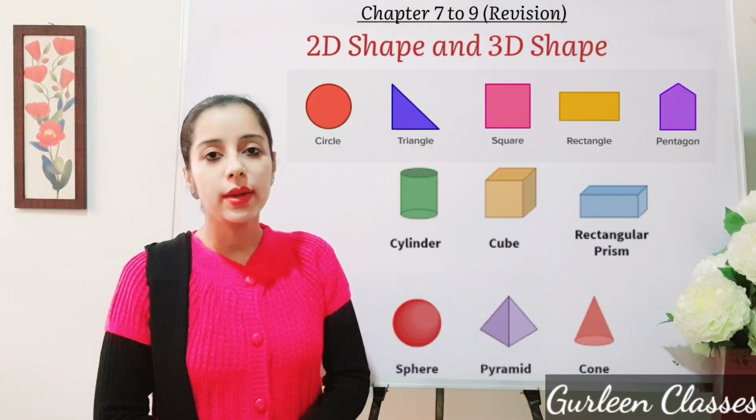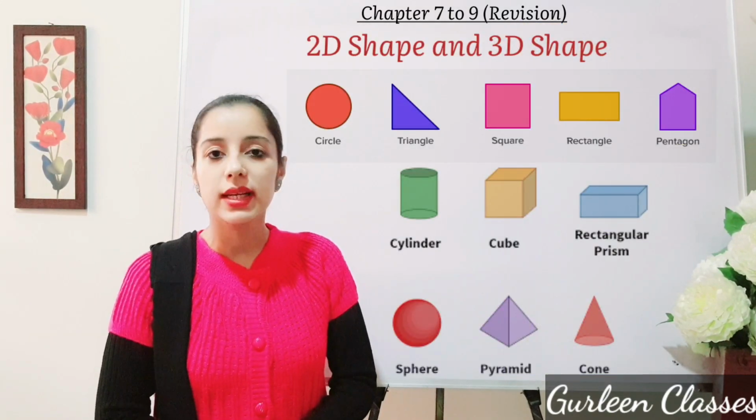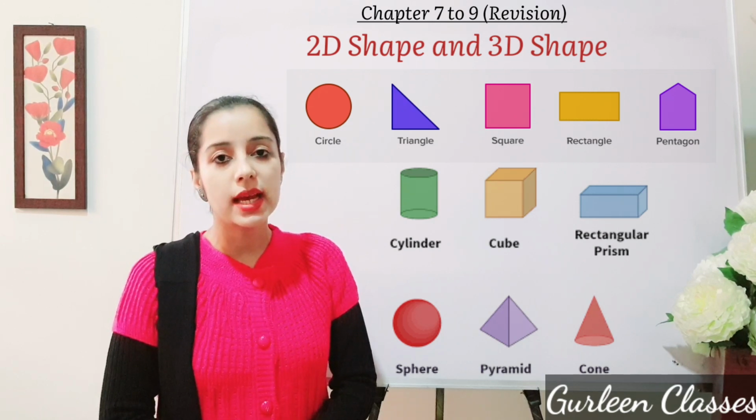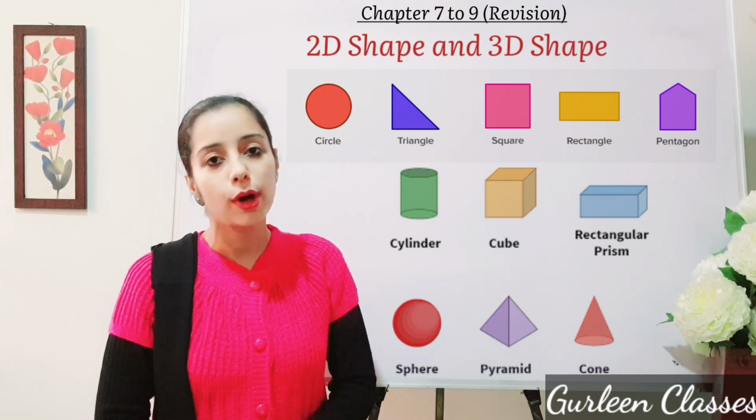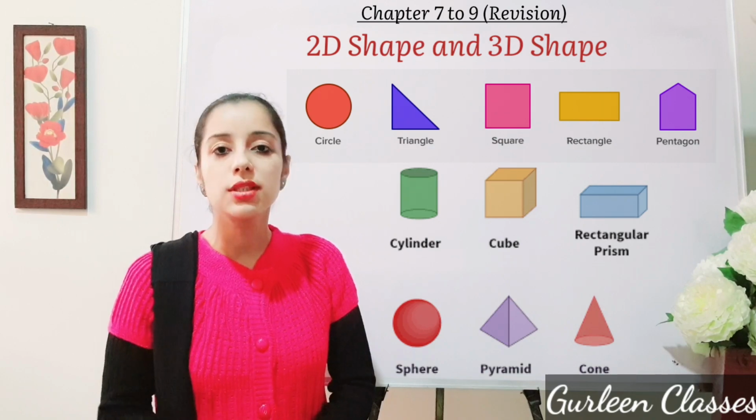So now let us see what are 2D and 3D shapes with examples and how many faces, edges and vertices does cube and cuboid have. So now let us do this question through screen.